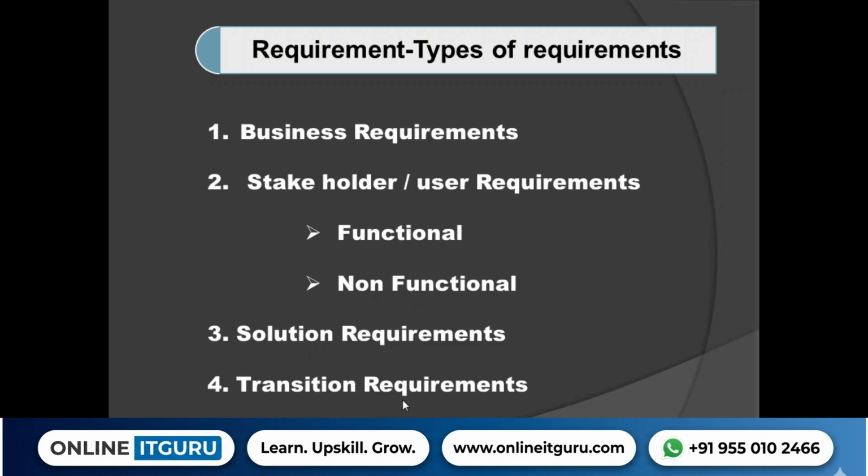So going forward, if you are engaged in a particular project, whatever requirements you gather are going to fall into one of these categories. I'm going to explain all these 4 types of requirements in detail with an example, so that you can understand the difference between business requirements, user or stakeholder requirements, functional requirements, solution requirements, and transition requirements.